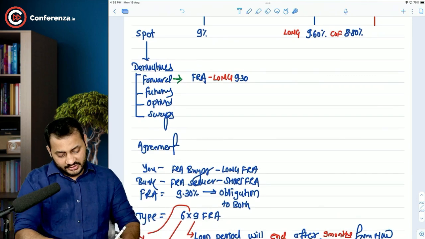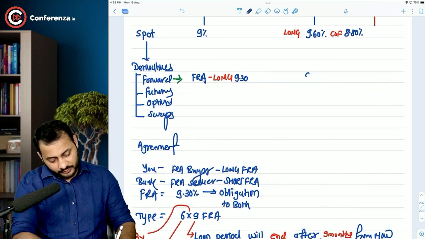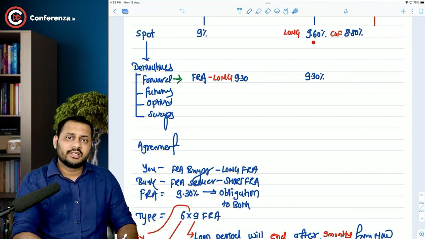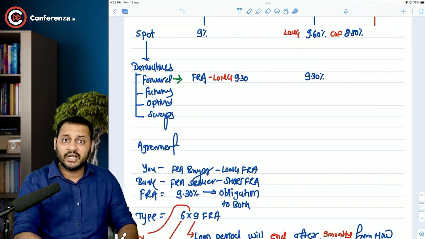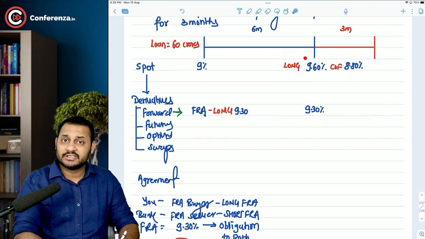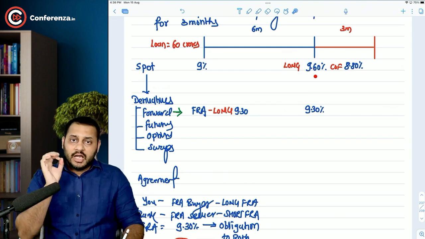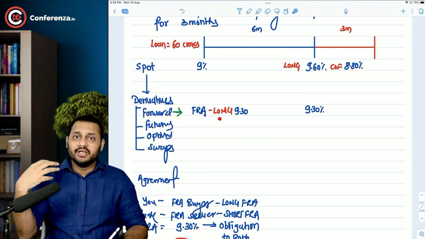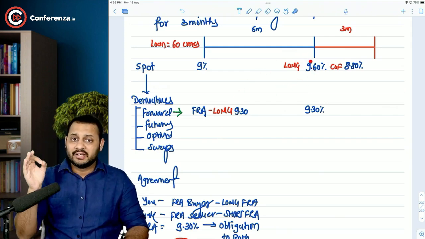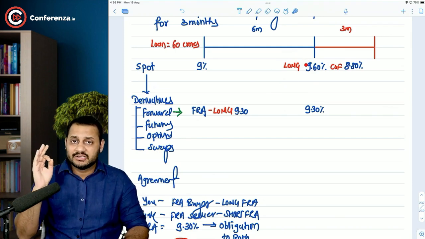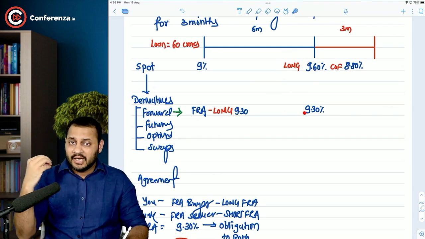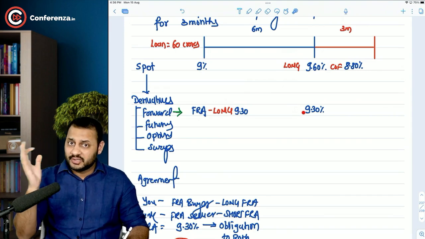Now, understand, your FRA was 9.30%. Let's say, for example, the spot rate on that date, the real rate, after we have waited for 6 months and are now standing at this date, is 9.60%. Now you will be very thankful to your own decision that today, when the market is buying loan at 9.60%, you can buy the loan at 9.30%.